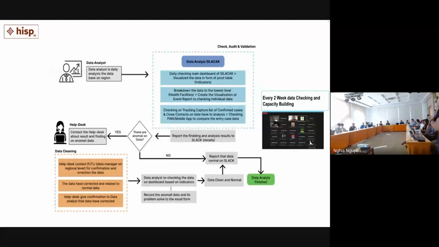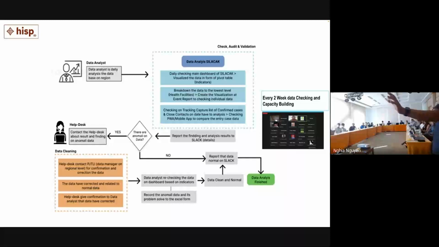Okay, we have the help desk. Help desk is the person in charge in every puskesmas to validate the data. So they have responsibility to check every data before we publish to public. So 1 week before publish, there will be analysis. So helpdesk will check the anomaly data. The first time is very hard.